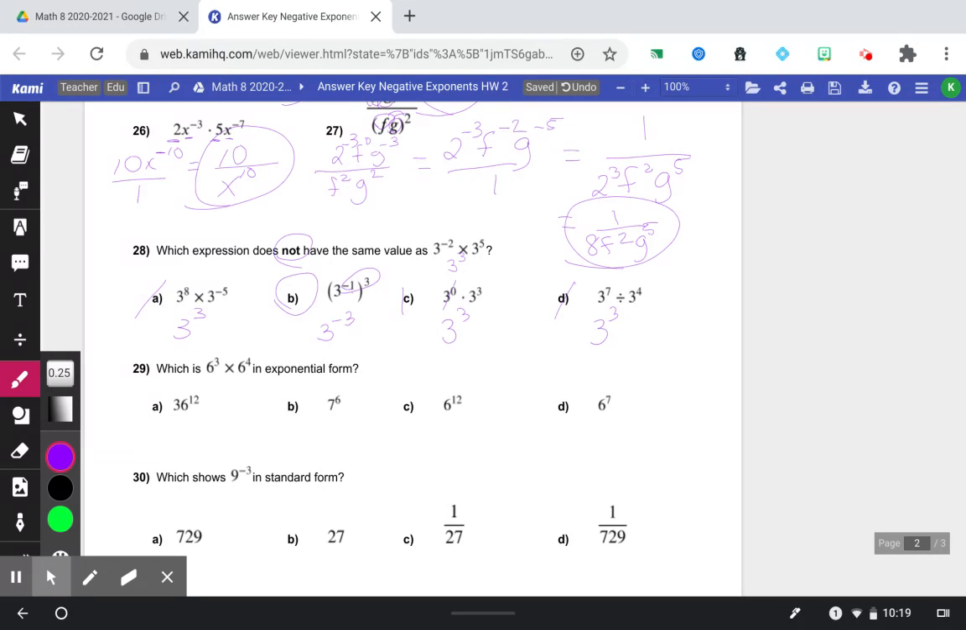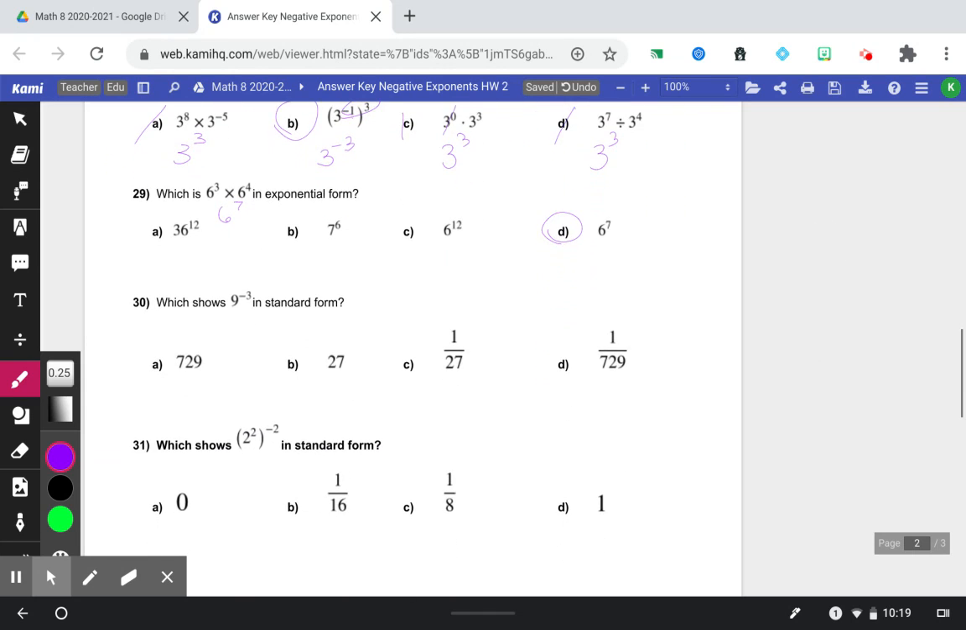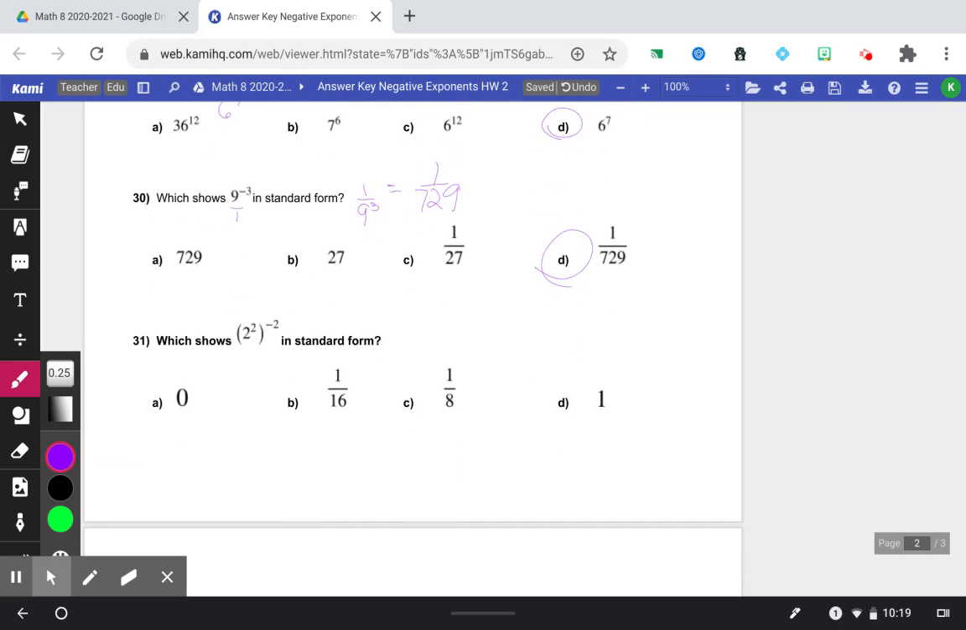29, which is 6 to the third times 6 to the 4th in exponential form. Keep the base, add the exponents. Choice D. Which shows 9 to the negative third in standard form. So I'm going to think, put it over 1. I'm going to flip it. Now that I have that positive exponent, I can do the math to solve this. So 9 times 9, 81. 81 times 9, 729. So 1 over 729 would be the correct answer.